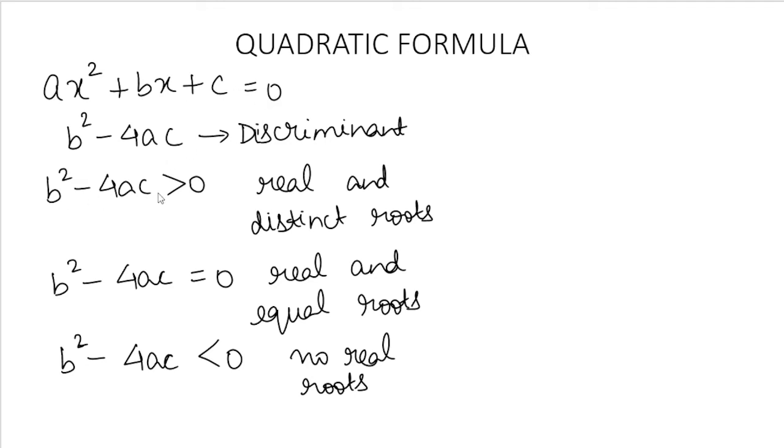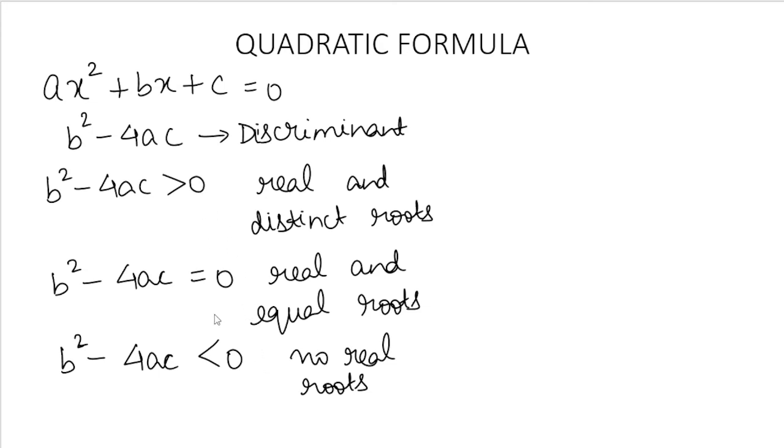So if b² - 4ac is strictly greater than 0, then we have two roots for this equation. Both of them will be real numbers and they will be different from each other. They will be real and distinct roots. The second case is if b² - 4ac is equal to 0, then also we will have real roots, but they will be equal. So we will have the same roots in this case. If b² - 4ac is less than 0, then we will have no real roots. So on the real number line, the roots do not exist for this quadratic equation when we have discriminant less than 0.